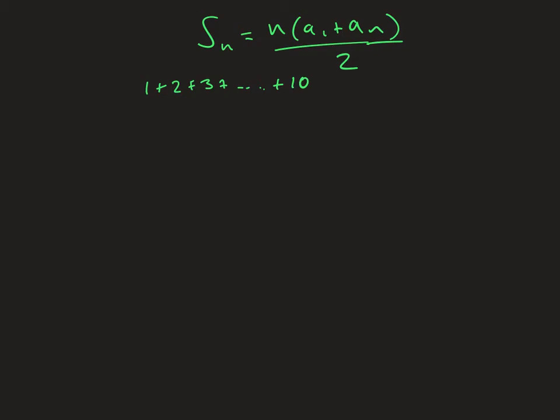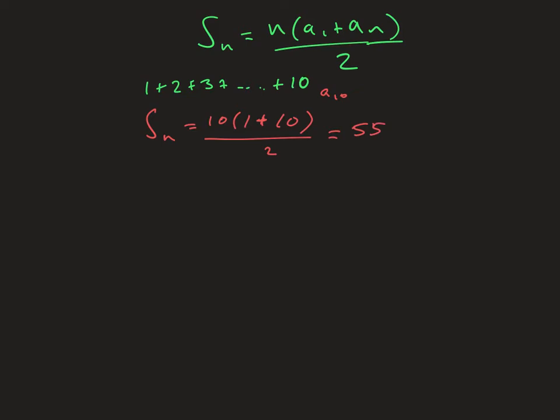So obviously you could calculate that yourself, but we're going to use our formula. So we have s sub n equals, how many terms do we have? 10 in our case. That's what n equals. A sub 1 is 1. It's the first term. A sub n, or in our case, a sub 10 equals 10, divided by 2. So it's 10 times 11 divided by 2, which equals 55.